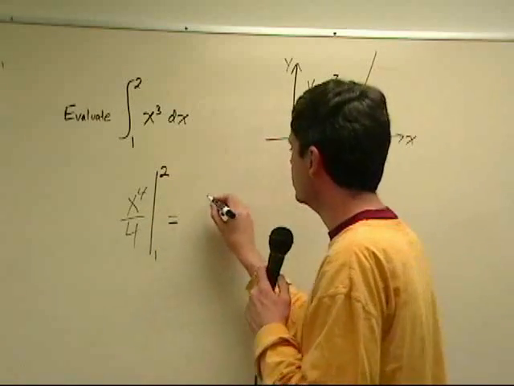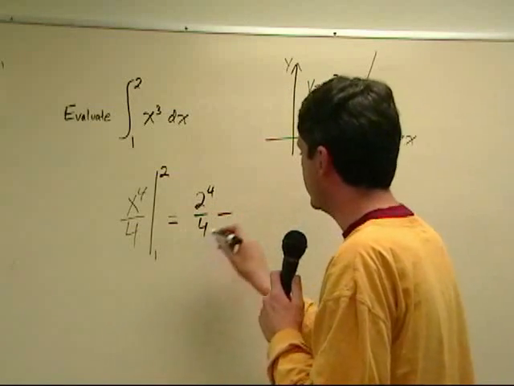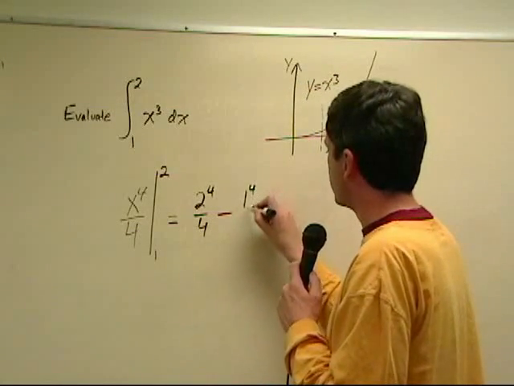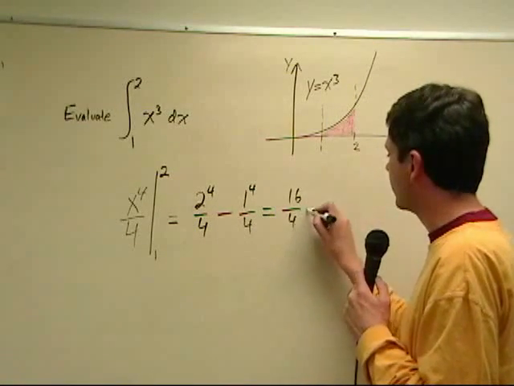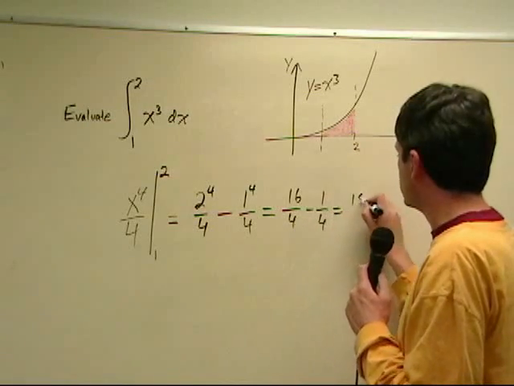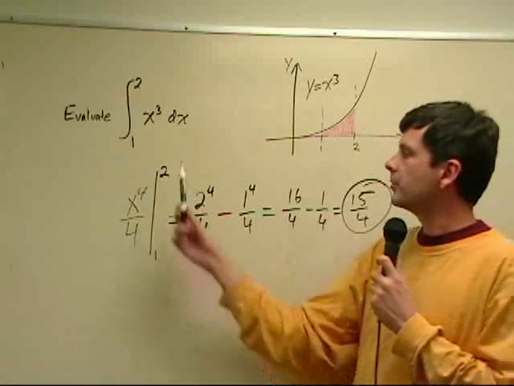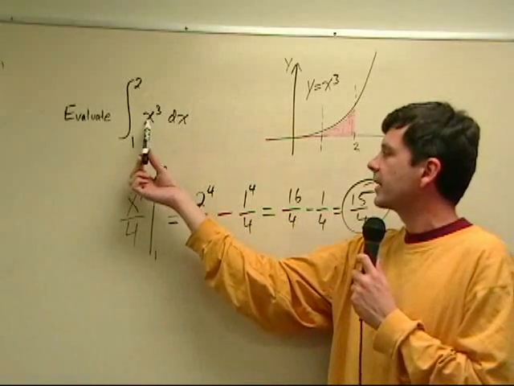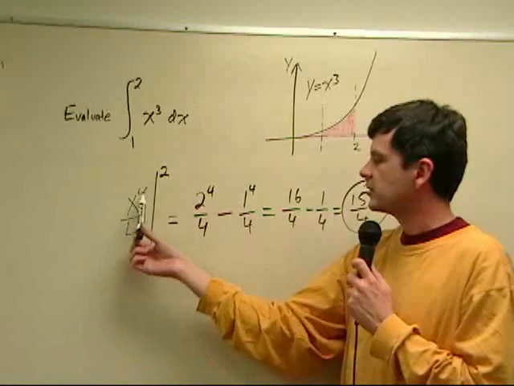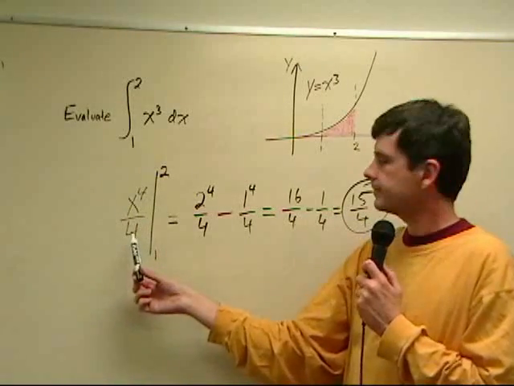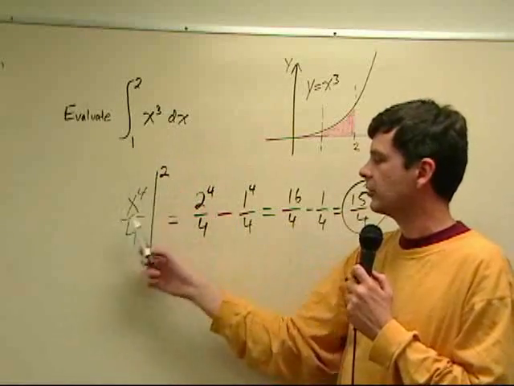So I plug in the 2 to the 4th over 4, and then I plug in the 1 to the 4th over 4, and I get 16 over 4 minus 1 over 4, which is 15 over 4. So the key step in this kind of problem is remembering that if you have an x to the 3rd, the solution is x to the 4th divided by 4. If it's x squared, it's x to the 3rd over 3, so you just add 1, and so on.